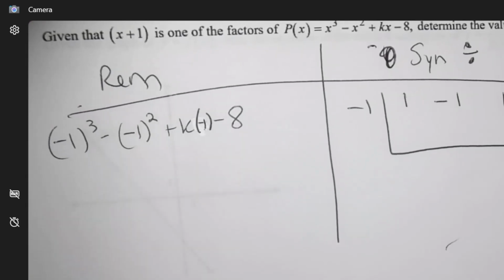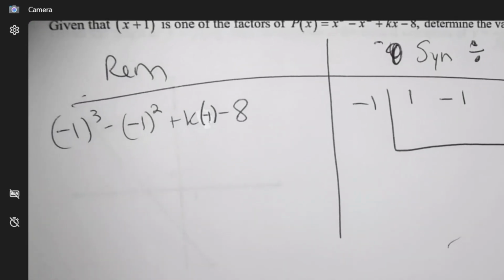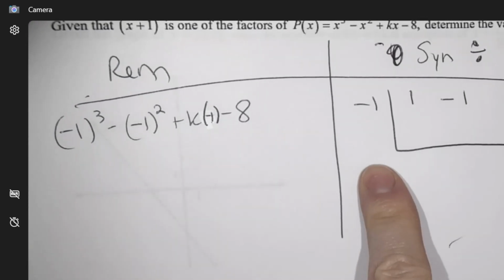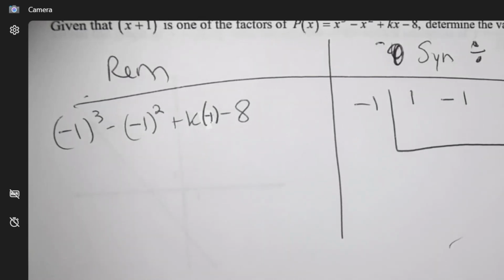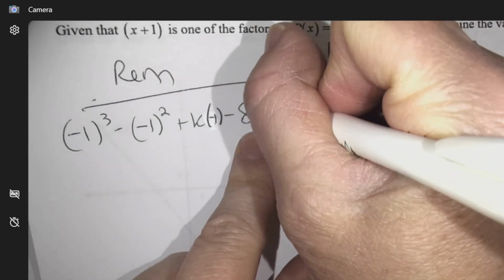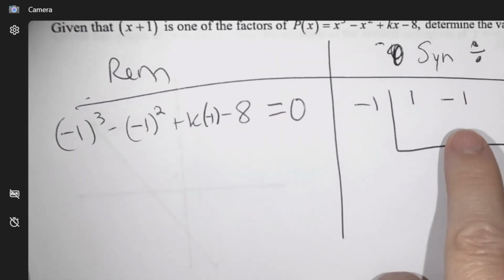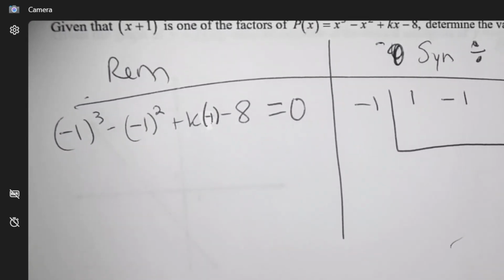Okay, so here's some remainder theorem stuff. I plugged in a -1. Here I synthetic divide it with a -1 out front. And because it is a factor, what's the purpose of a factor? On the remainder theorem, the remainder is 0. Synthetic division, you got to end with a 0.